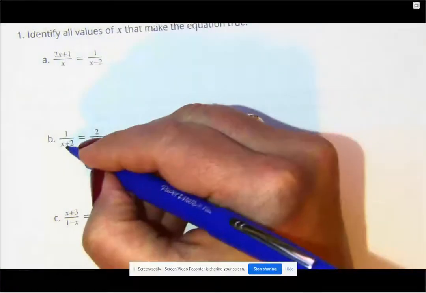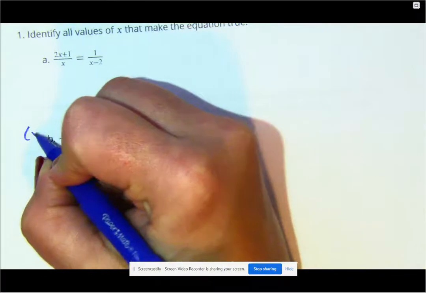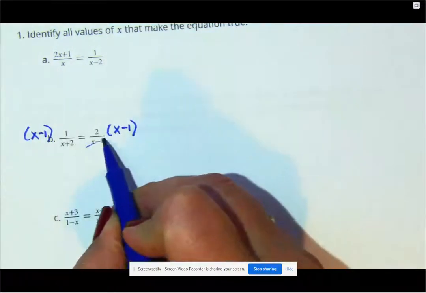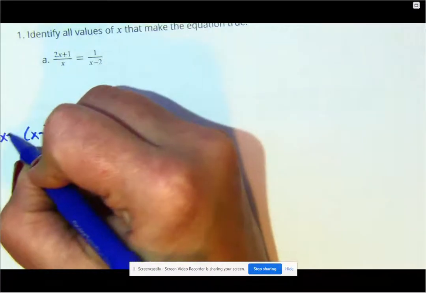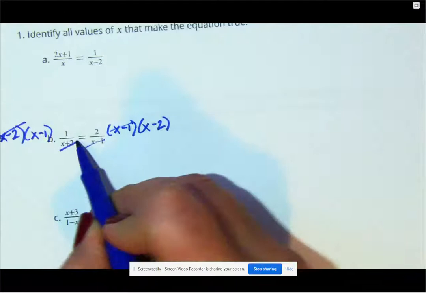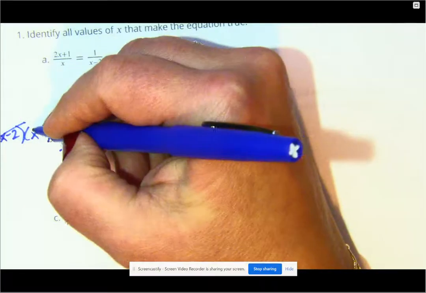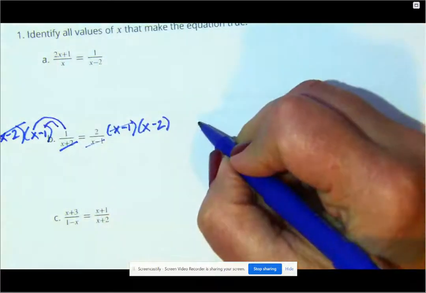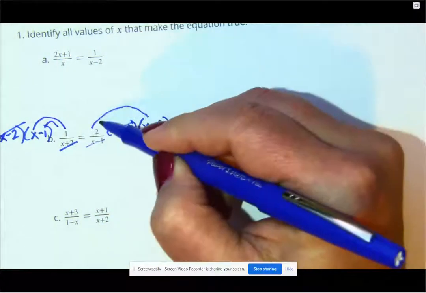So here we have two denominators. I'm going to multiply this side by x minus 1 and this side, which will then cancel those. And then I have this denominator, which I'm going to multiply by x minus 2. And over here, the same thing, and that cancels. So I'm having x minus 1 times 1, which is 1x minus 1 equals 2 times x minus 2.